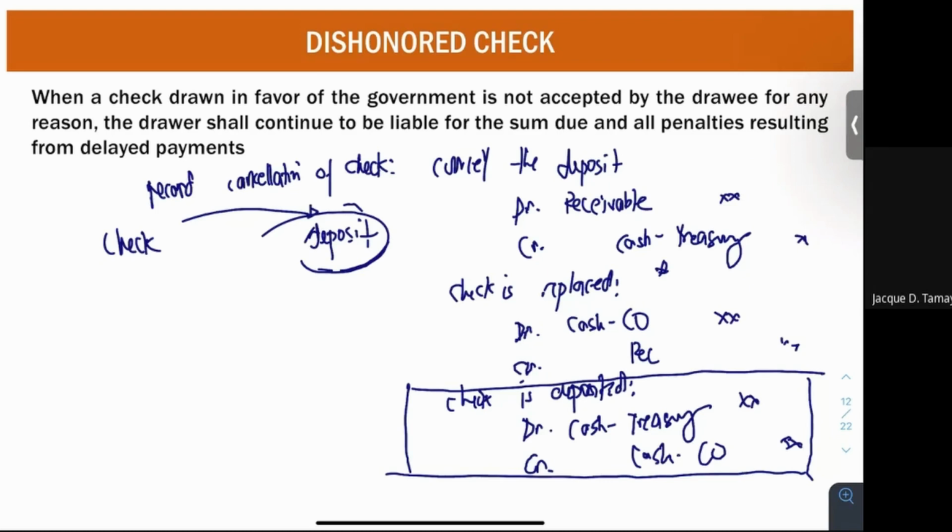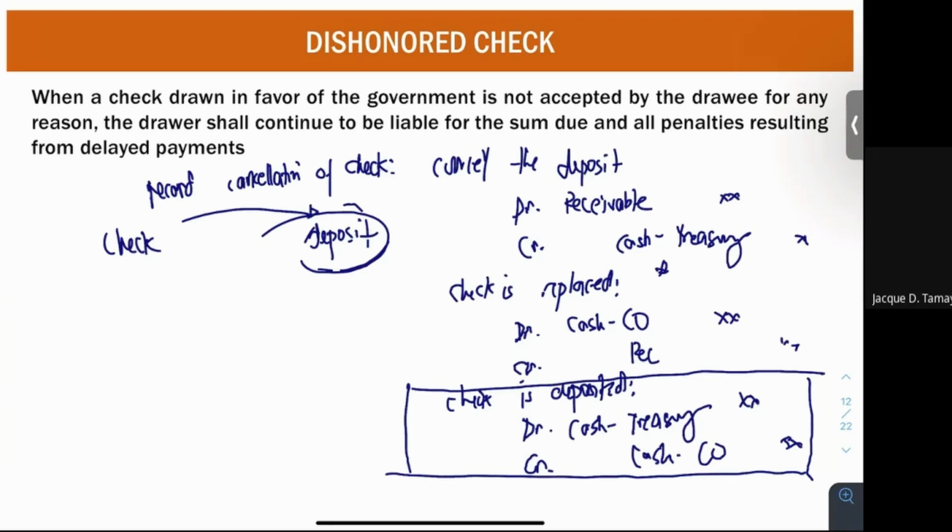Okay? So if ever there are questions that will come out in this particular system in your board exam, generally it is just the recording. The same recording of recognition of revenue. So if it is a cash sale, you debit cash collecting officer, and then you credit sales. That's how you record it.